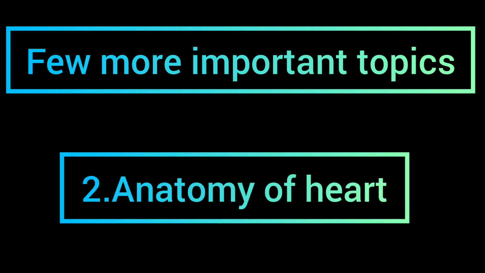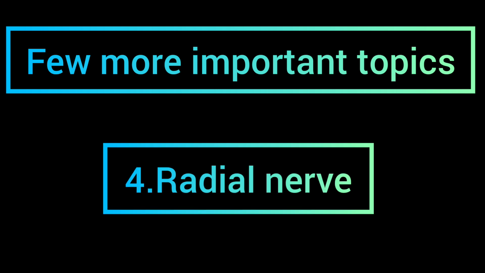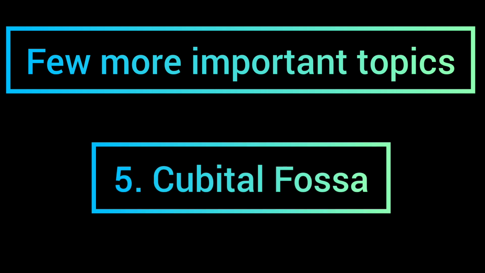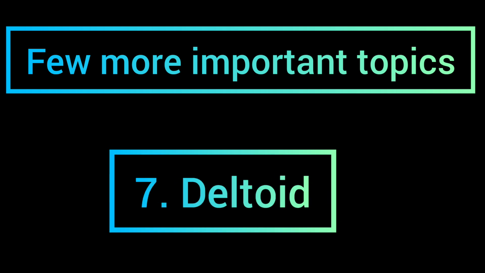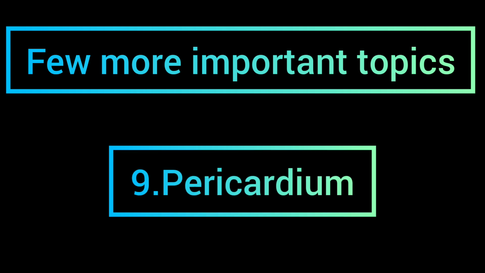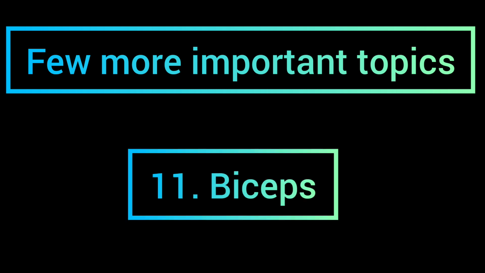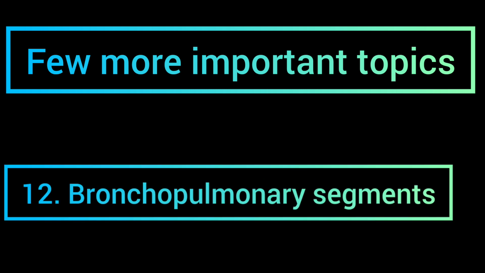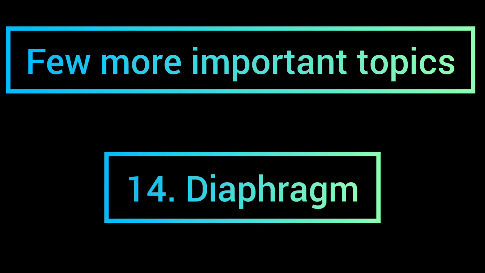The second question is anatomy of heart. Third one, brachial plexus. Fourth one, radial nerve. Fifth one, cubital fossa. Sixth one, blood supply of heart. Seventh one, deltoid. Eighth one, pleura. Ninth one, pericardium. 10th one, valves of heart. 11th one, biceps. 12th one, bronchopulmonary segments. 13th one, right atrium. 14th one, diaphragm.